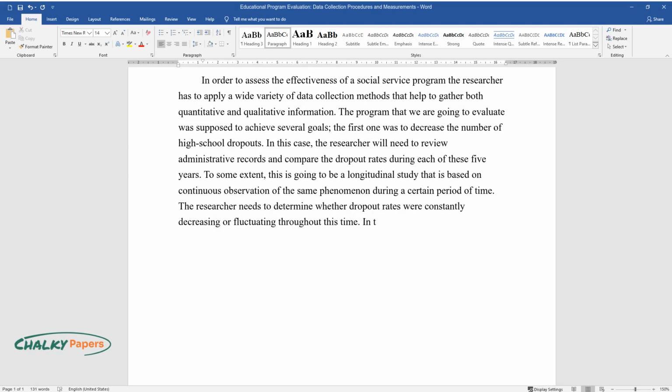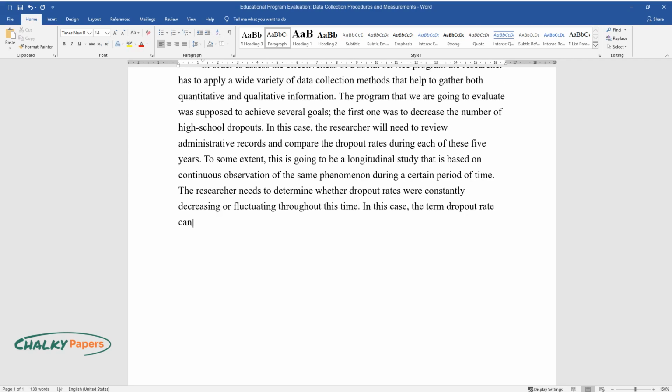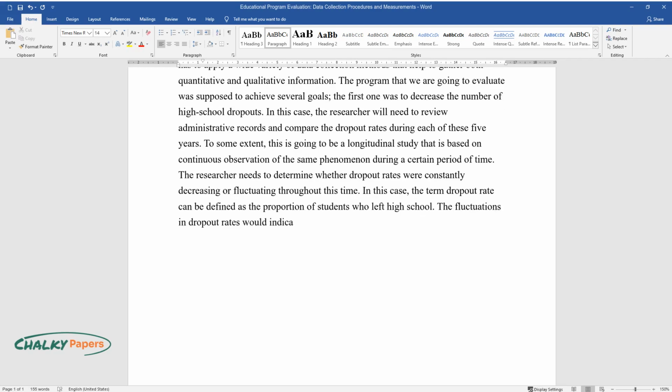In this case, the term dropout rate can be defined as the proportion of students who left high school. The fluctuations in dropout rates would indicate that the program has not fully met its first objective.